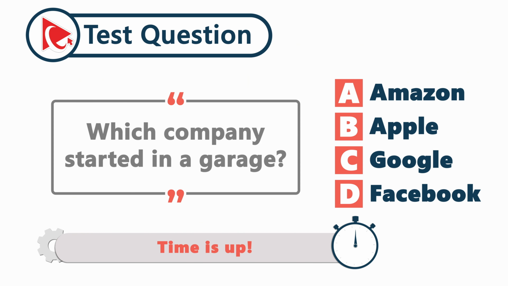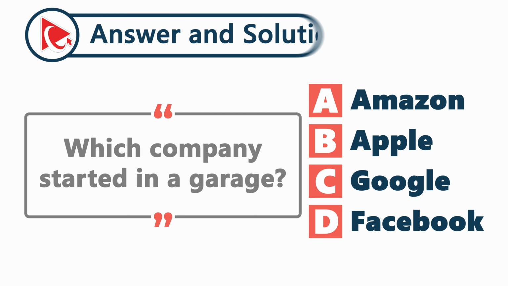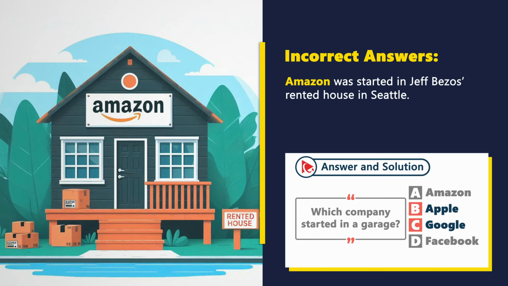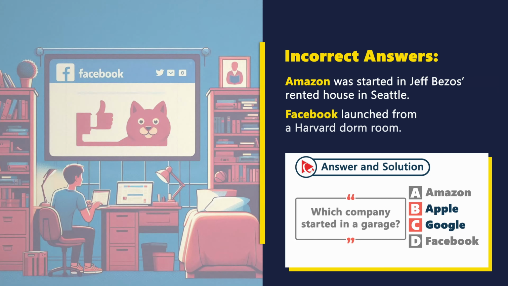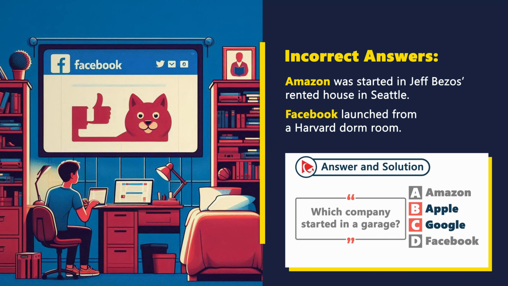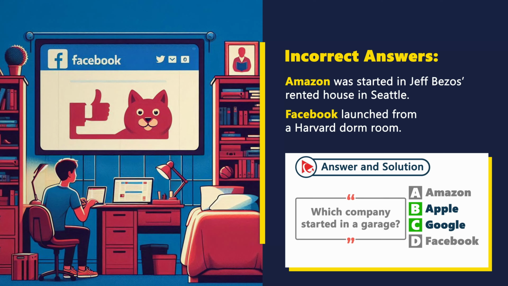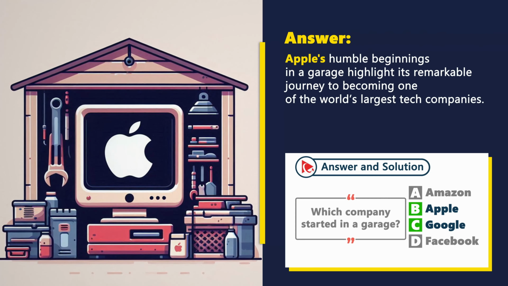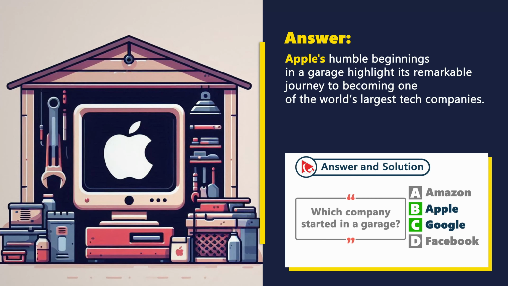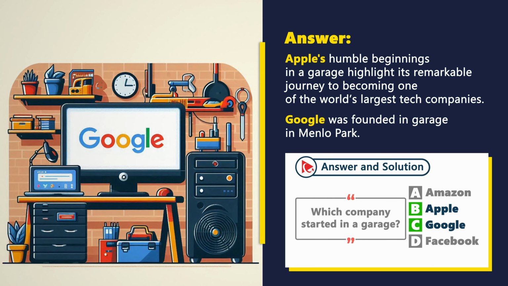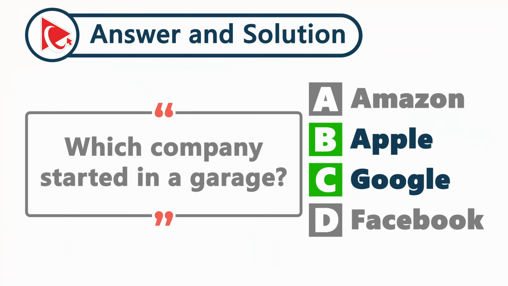Time's up. Do you have your answer ready? I hope you did not select answers A or D. Amazon was started in Jeff Bezos' rented house in Seattle, and Facebook was launched from a Harvard dorm room. But if you have selected Apple or Google, you are right. In fact, there are 2 correct answers to this question. Apple's humble beginnings in the garage highlight its remarkable journey to becoming one of the world's largest tech companies. And Google was also founded in the garage in Menlo Park. So the correct answers here are choices B, Apple, and C, Google.